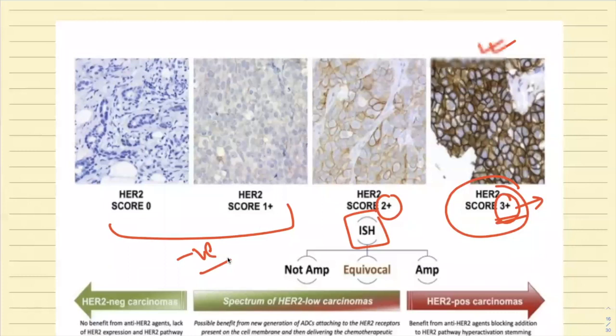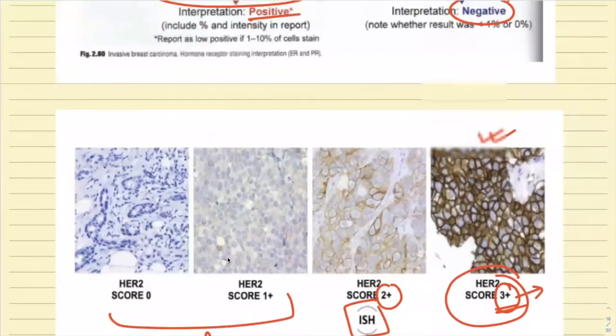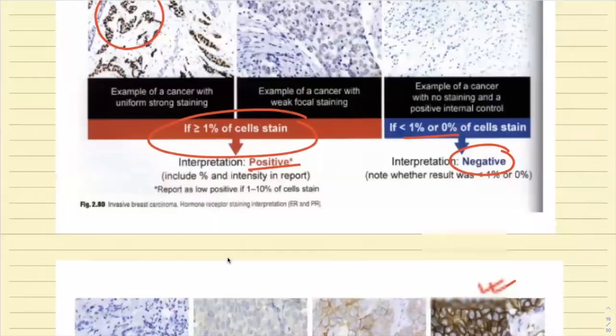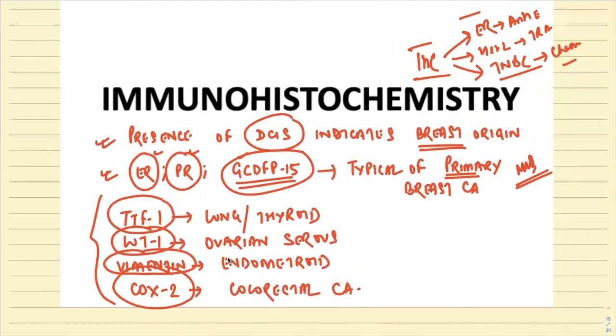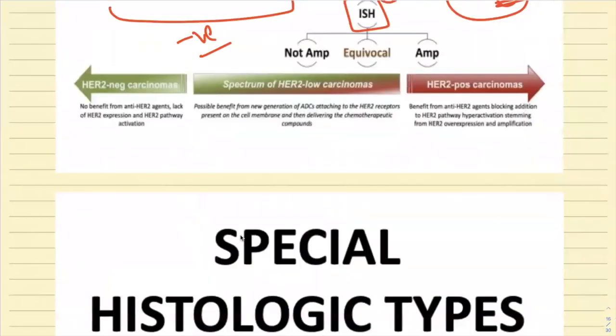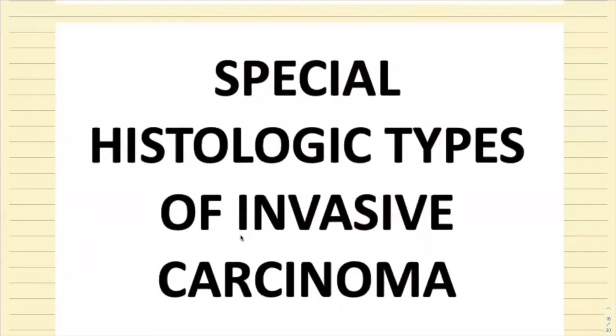Okay. Is it very clear to everyone about the ER-PR positivity and HER2 positivity and why we need them? Yes, for molecular classification, it is required. Any doubts anyone is having till here? Yes. Any doubts?